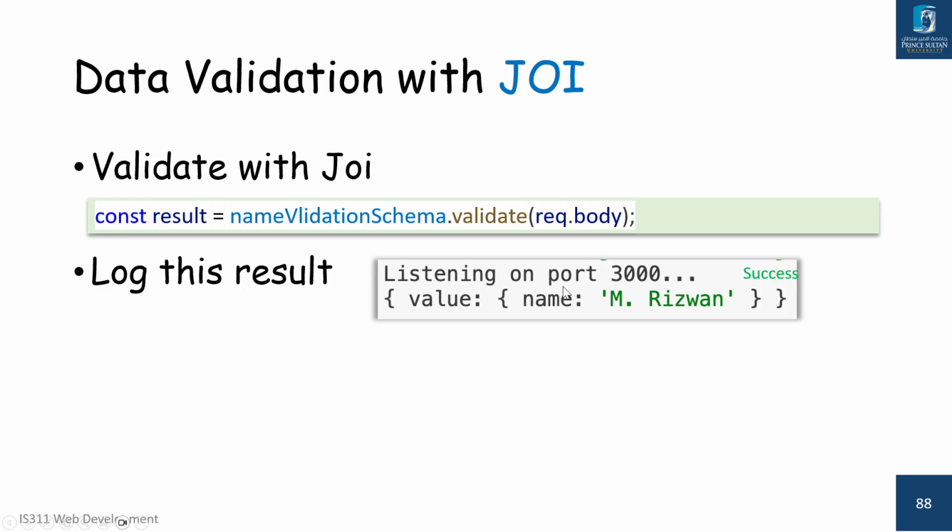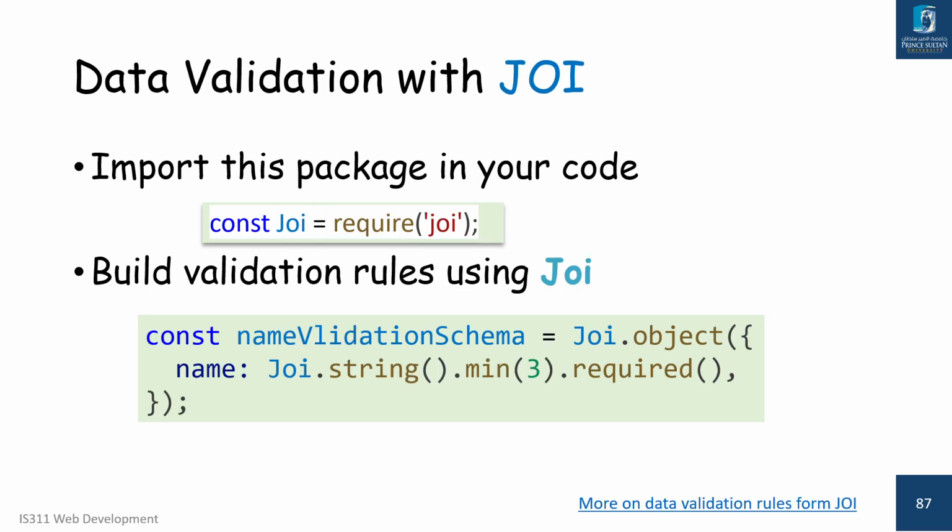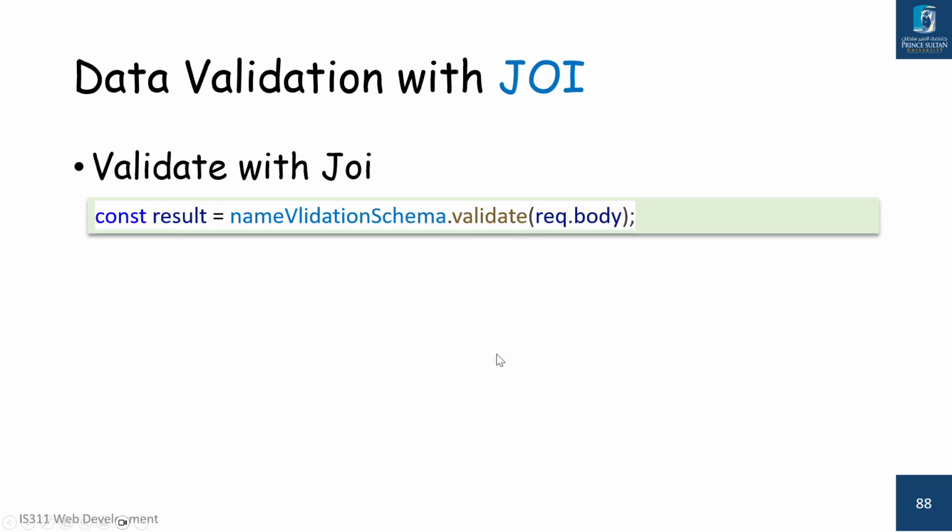If the value is successful, then we can say that the name is given, so everything is okay. But if that is not given, we have actually applied three different rules. Number one, the value is coming in as a string. The second, the value that is coming in should be at least 3 characters long. And the third, it must be there. If it is not there, then it fails. So we apply three different rules here.